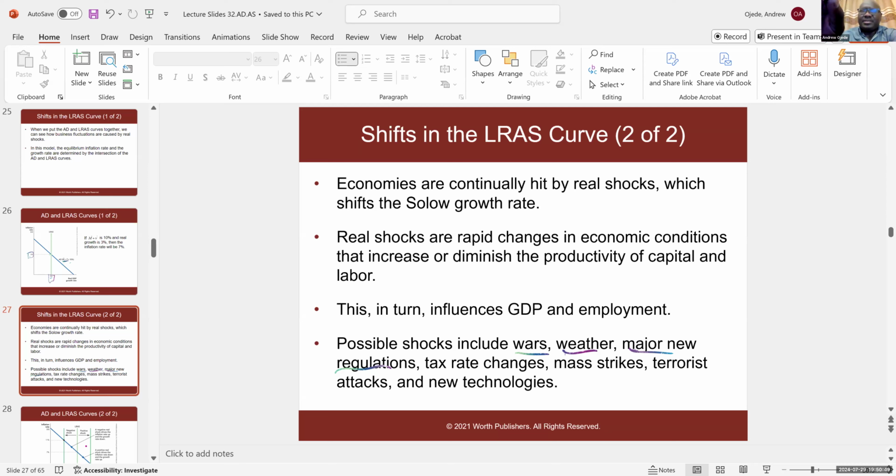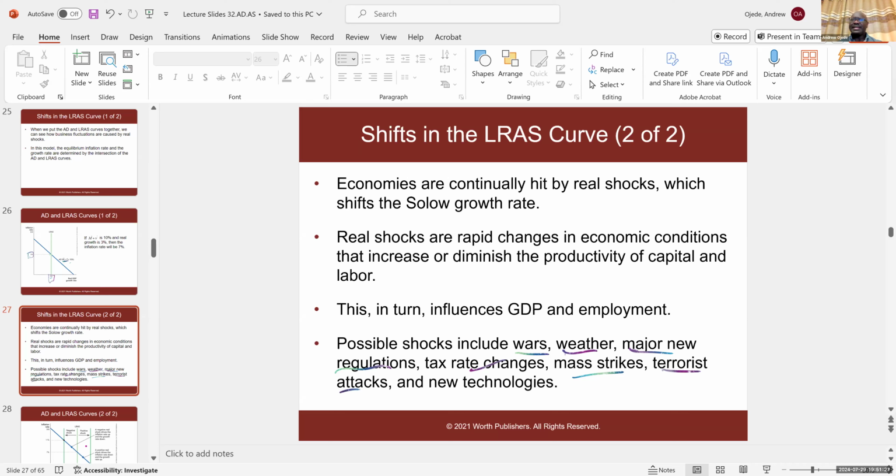Tax rate changes. Taxes can be a disincentive to investment, and investment always translates into capital stock. Mass strikes. When people strike, especially in Europe, where a lot of countries depend so much on labor unions, sometimes labor union workers may refuse to go to work because they want better benefits. When nobody shows up at work, output is going to fall. Then there are terrorist attacks, like we had here on 9/11.